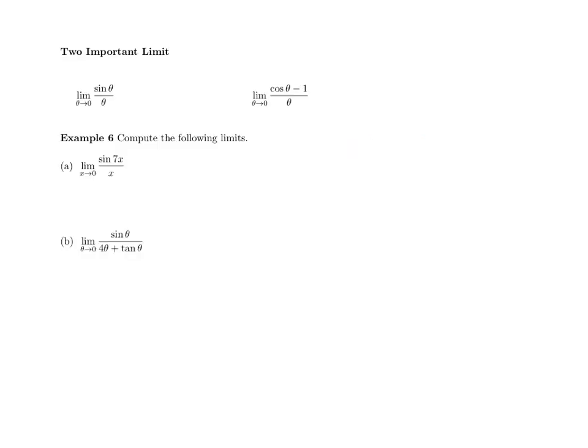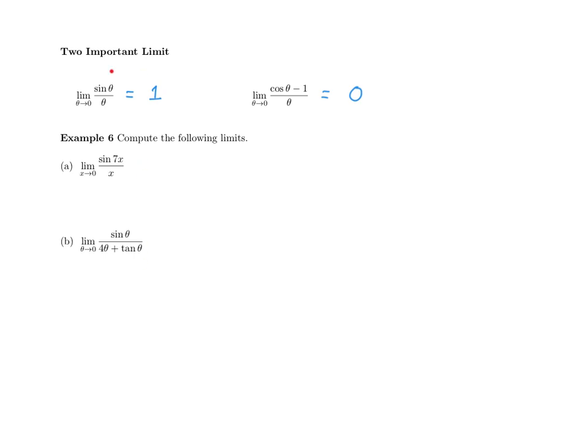Very early in the semester, we figured out a couple of limits by using graphs and tables on a calculator. So here we have the limit as theta goes to 0 of sine of theta over theta. We verified this by looking at a graph and looking at a table of values, and we saw that this limit is always equal to 1. And the one here, where we have cosine of theta minus 1 over theta, we saw that this limit was equal to 0. Using these 2 limits, you can compute some more complicated limits.